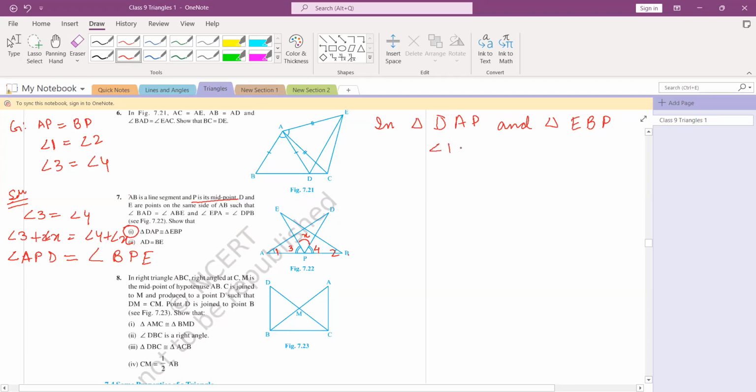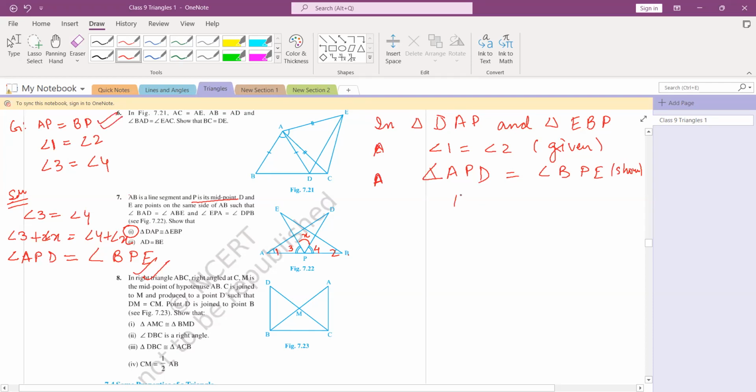Now we already know that angle 1 is equal to angle 2, which is given. So one angle is equal in both the triangles. And we have just shown the second condition here. So angle APD is equal to angle BPE, which we have shown. Okay. Now, so I have one angle, I have another angle. So what is the third thing I need, Miraj? Side. Side.